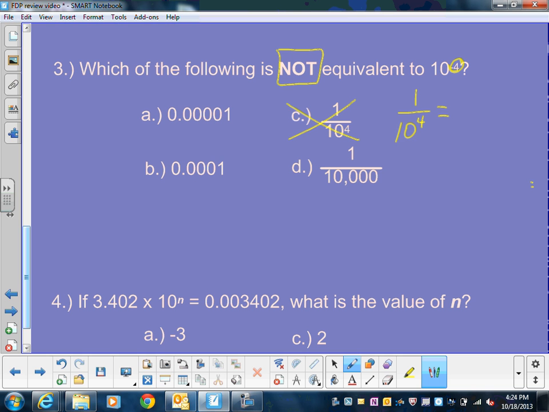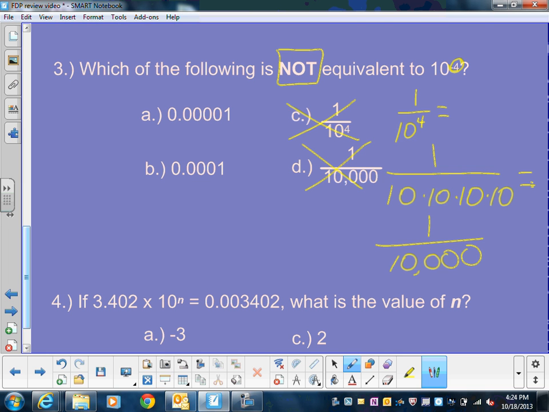Let's continue with the equivalence here. 1 over 10 to the fourth is the same as 1 over 10 times 10 times 10 times 10, which is also equivalent to 1 over 10,000. Answer choice D is a value that is equivalent to 10 to the negative fourth, meaning that that answer choice is also wrong.